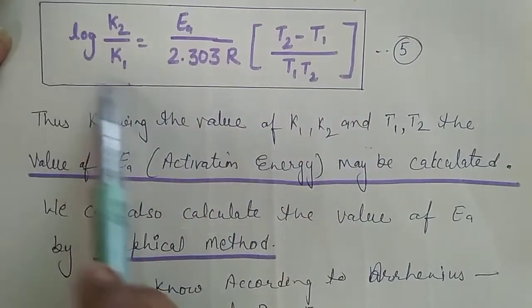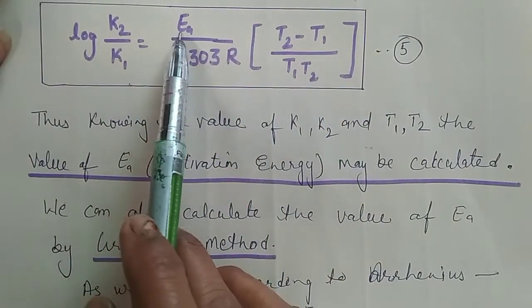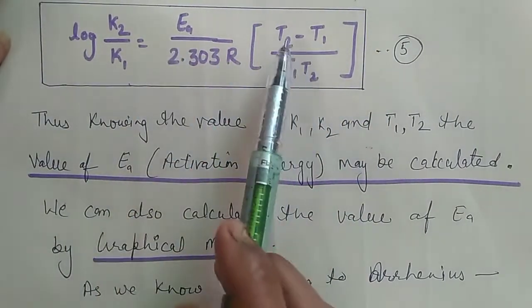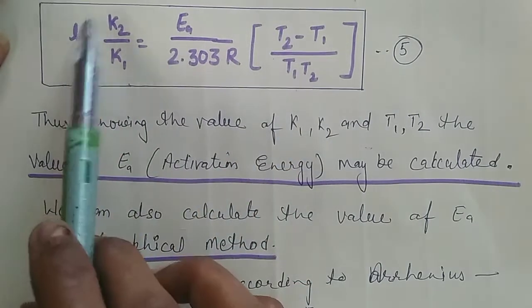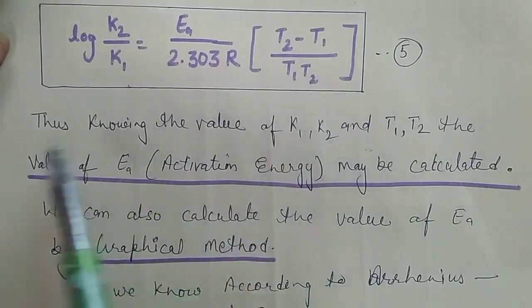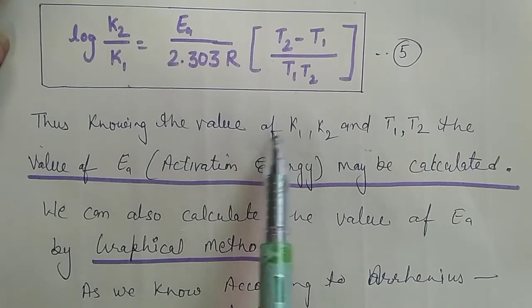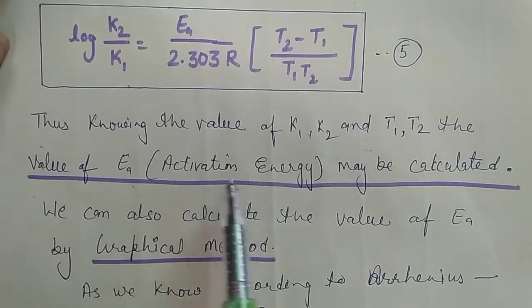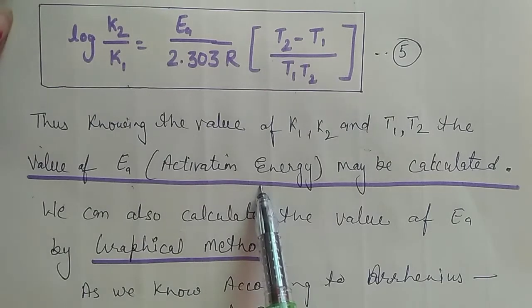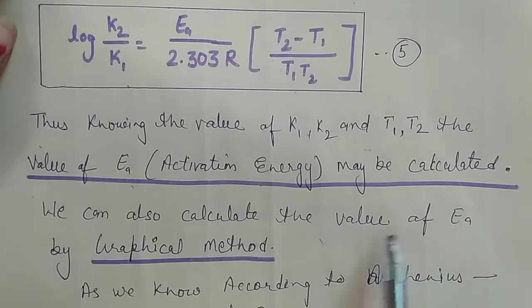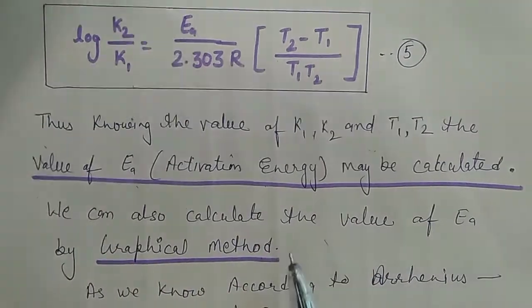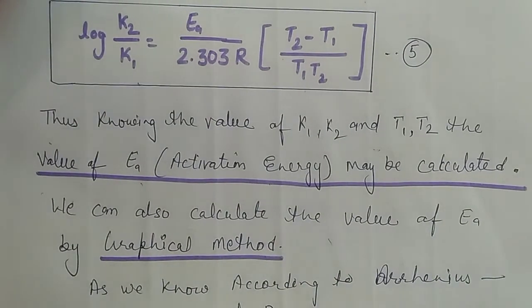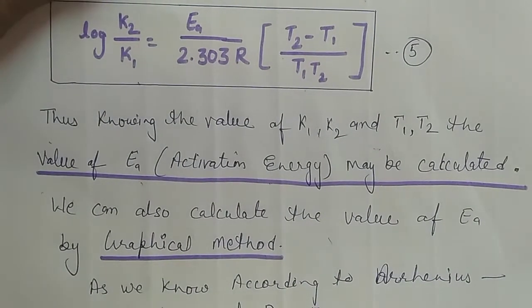This equation is used to calculate the activation energy or the high temperature or the rate constant of the reaction. Thus, knowing the value of K1, K2 and T1, T2, the value of EA, means activation energy, may be calculated. We can also calculate the value of EA by graphical method. One more method to calculate the activation energy is the graphical method.